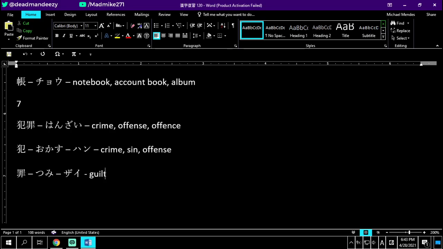And this is guilt, sin, crime, fault, blame, or an offense. Since it's a net on a mistake, the guilt is kind of your net for when you make mistakes. Tsumi or zai is guilt, sin, crime, or fault. Guilt, sin, crime, or offense. Sin, crime, and offense. The net on a mistake.